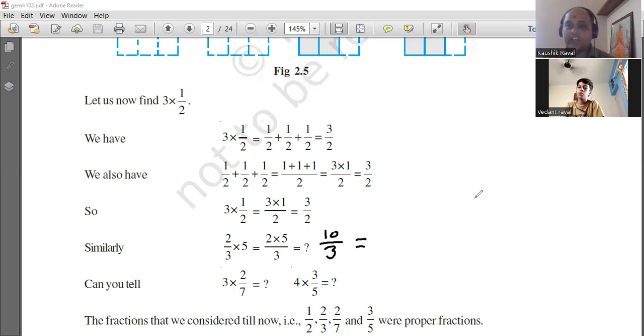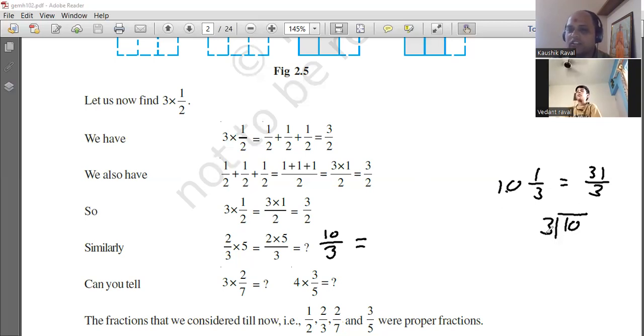While you are thinking, you can say it out loud. 10 and 1/3. Almost there, but small mistake. If you put it like what you said, 10 into 1/3, then it becomes a different fraction. 3 tens is 30, 30 plus 1. It becomes 31 by 3. What did I tell you? You have to divide 10 by 3.